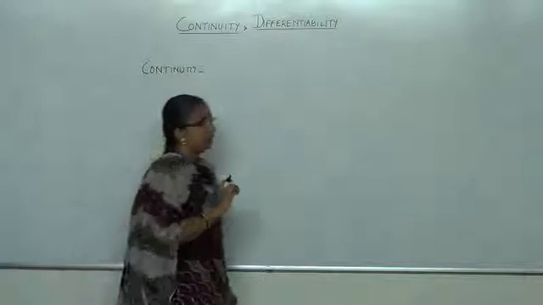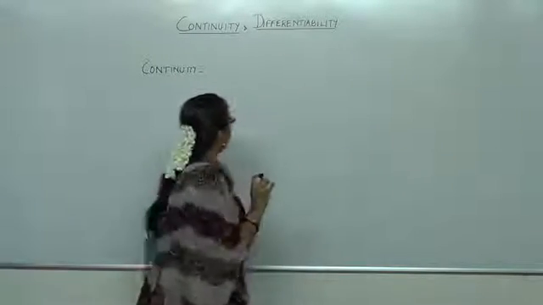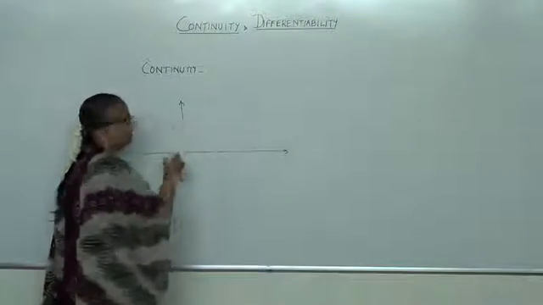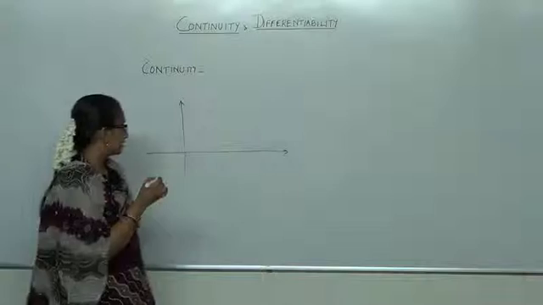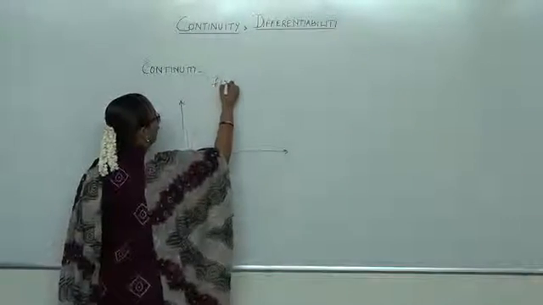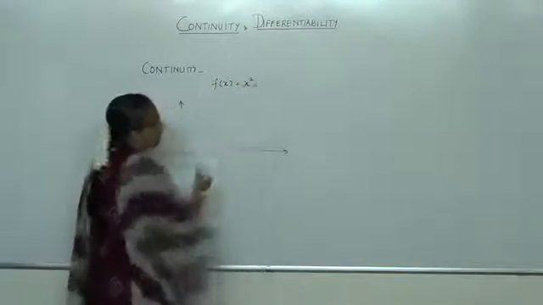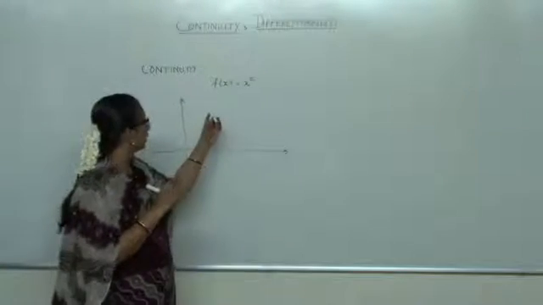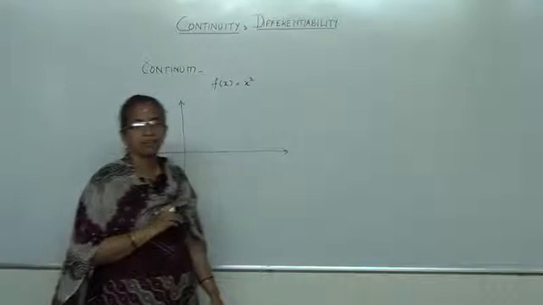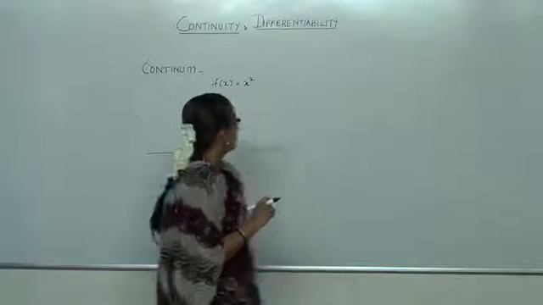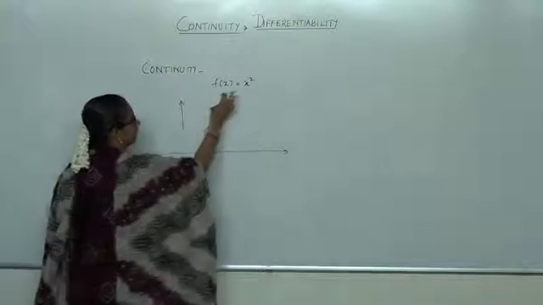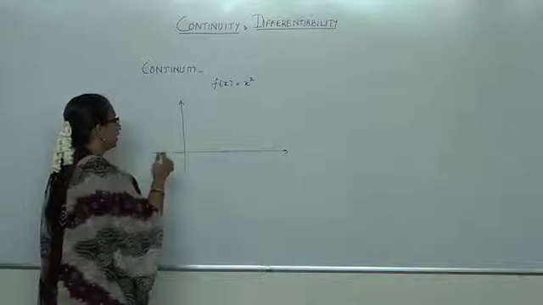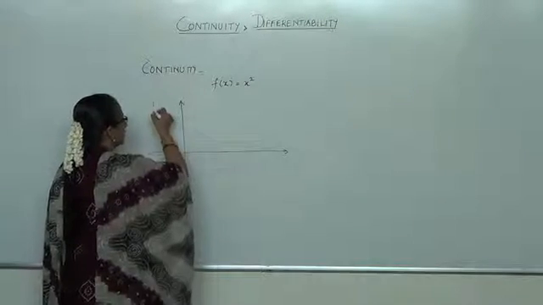So actually, very rawly put, continuity of a function means that you can draw the graph of the function without lifting the pen. Say for example, if you have the function f of x is equal to x square, what kind of a function is this? This is a quadratic polynomial, and this represents graphically a parabola which is open upwards. It will be having its vertex at the origin.